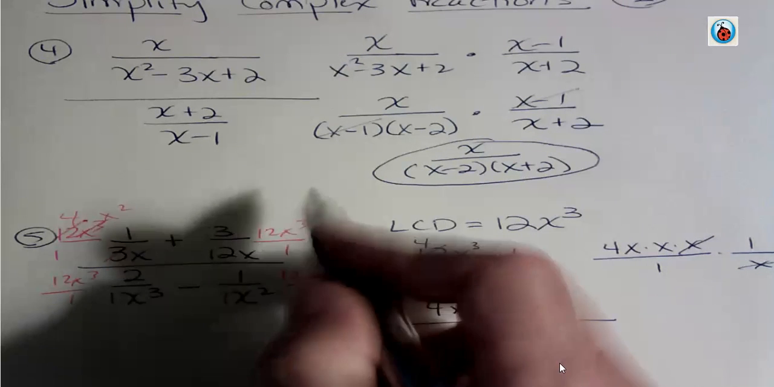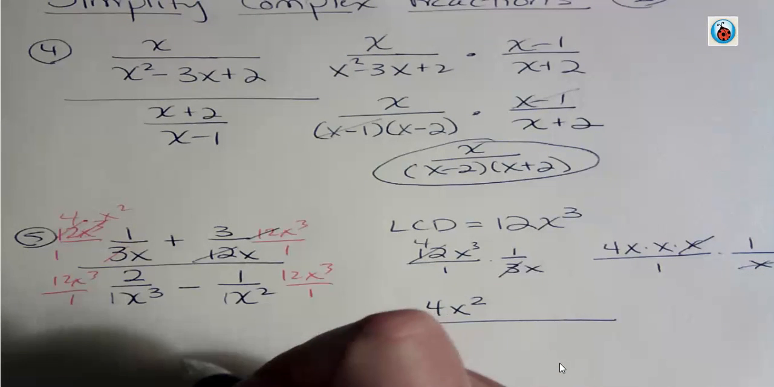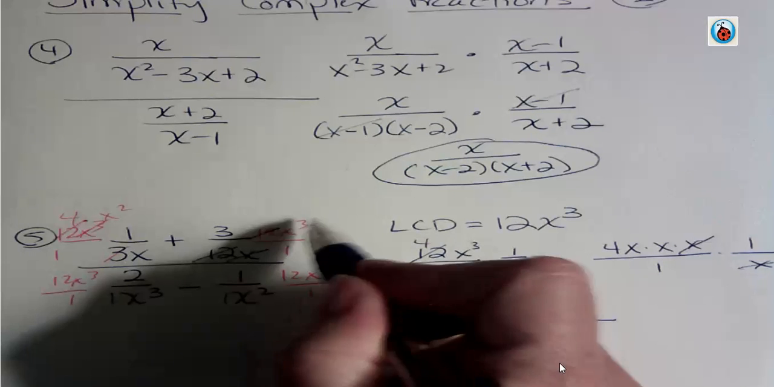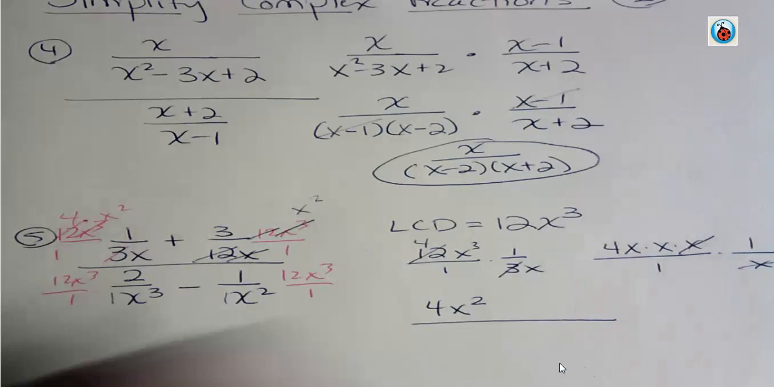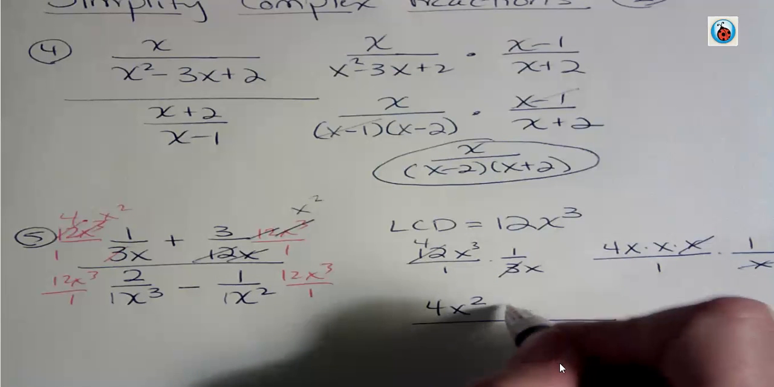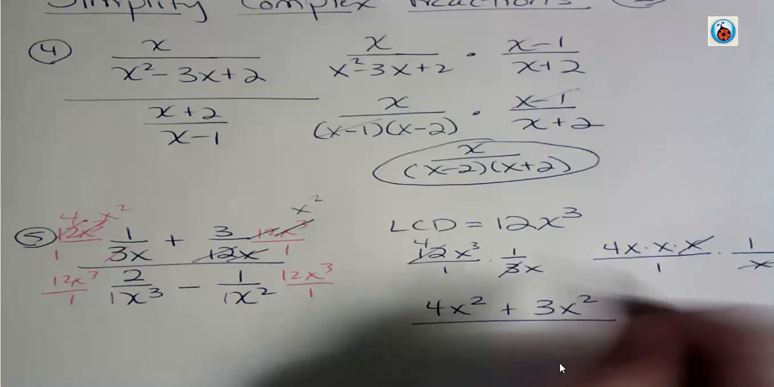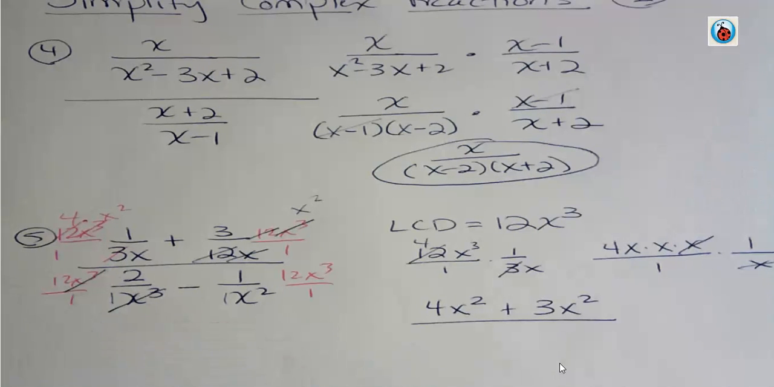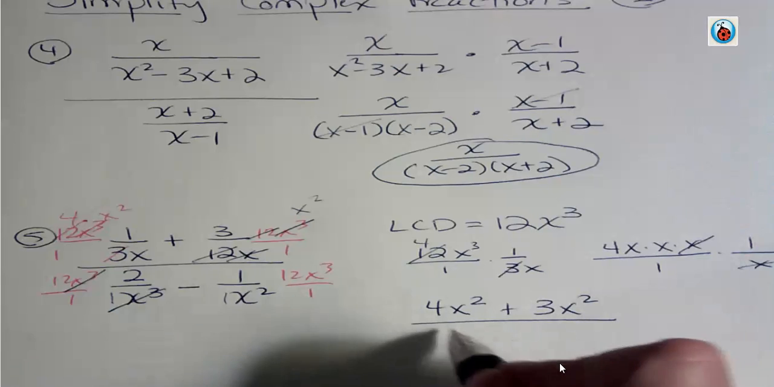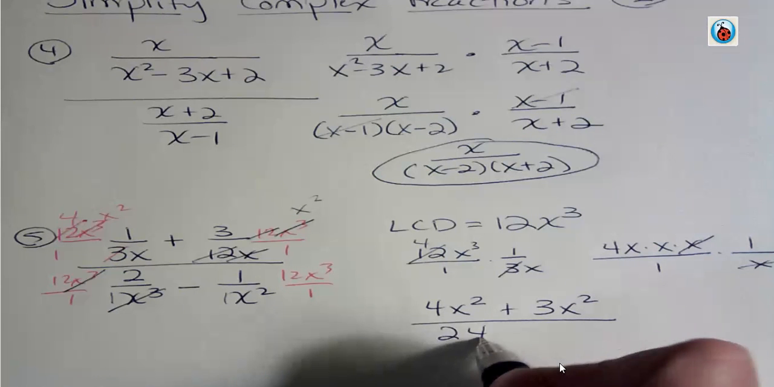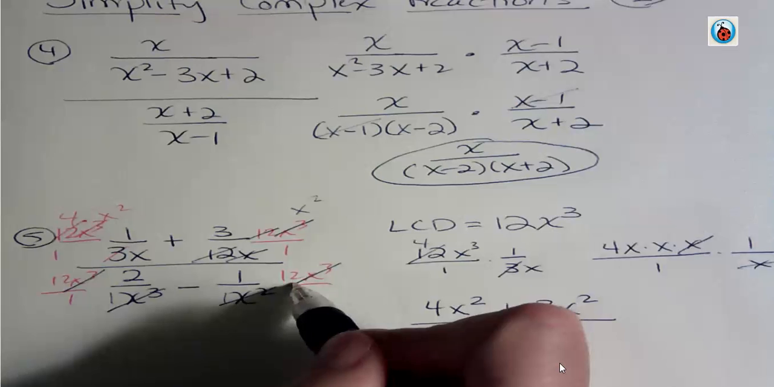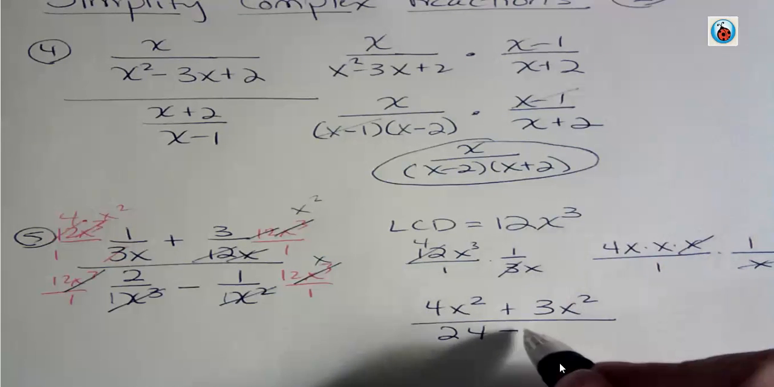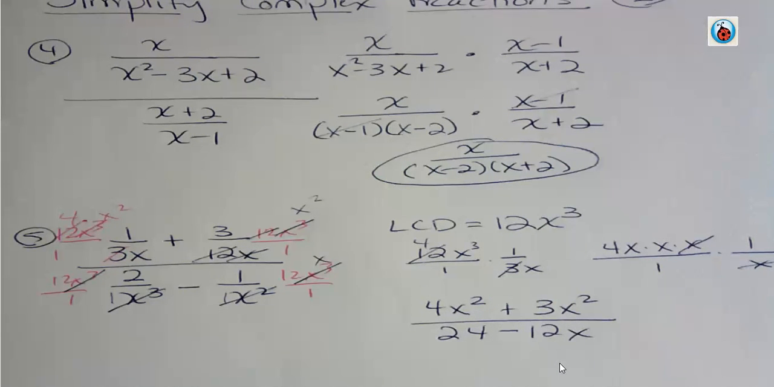In my second one, the 12s will cancel. This x is going to cancel one of those x's again, and I'm going to get 3x squared. And it's plus because there was a plus in front of it right here. Then over here, my x to the third is going to cancel this x to the third. And 12 times 2 is 24. Here, x to the second cancels 2 of those, leaving 1 behind, which is going to be 12x.